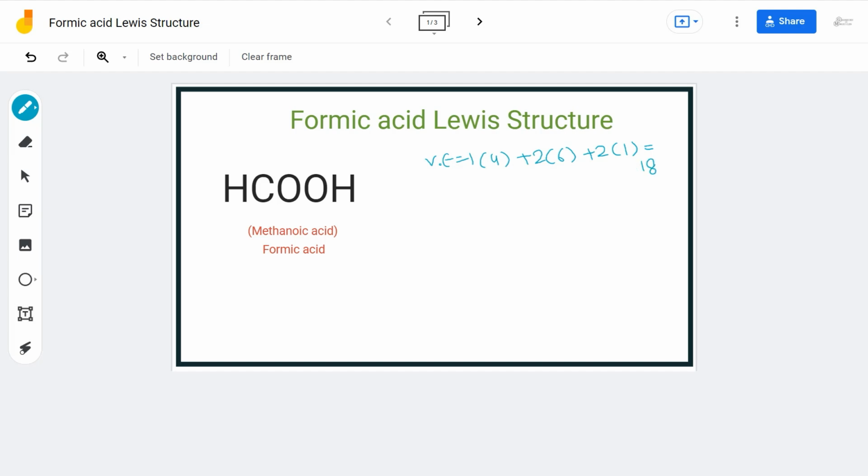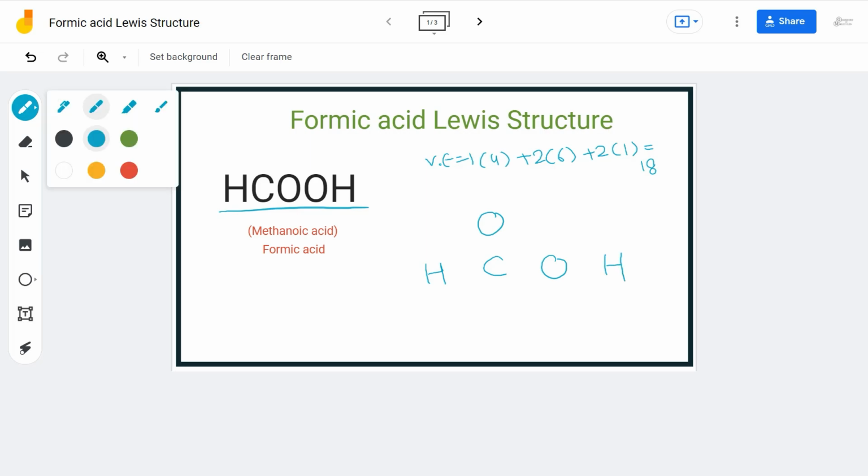Now the arrangement of atoms is quite simple if you know the formula of formic acid. It will be arranged in the same way as we have written the formula. So we will place carbon in the center of 2 oxygen atoms and 1 hydrogen atom, and then we will bond the remaining hydrogen atom to any oxygen atom. After doing that, we will place electrons in between each atom to show the bonds.